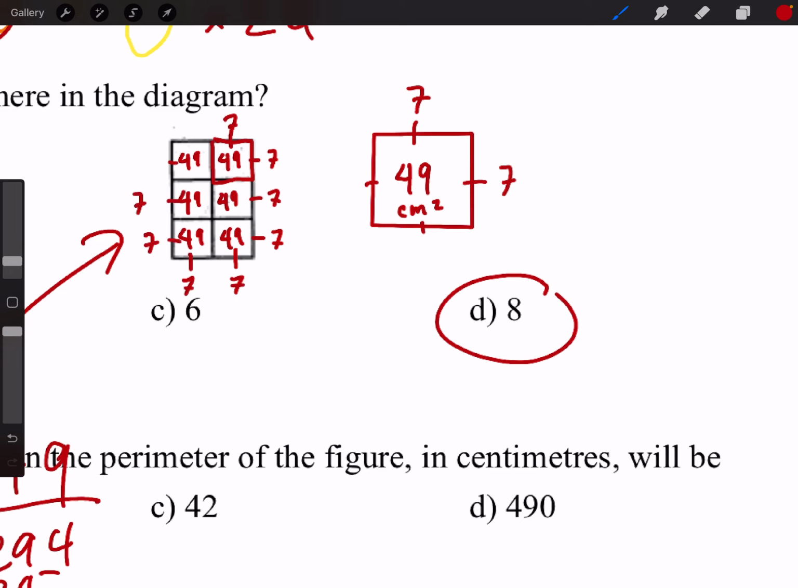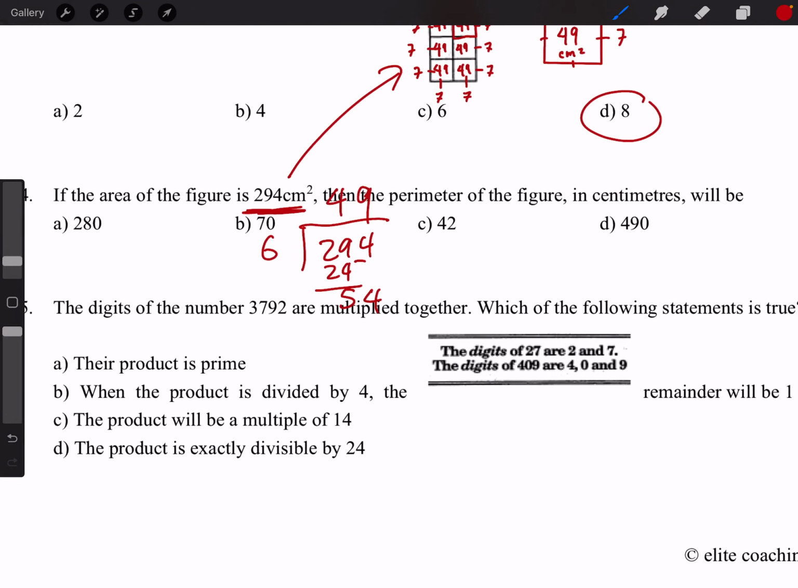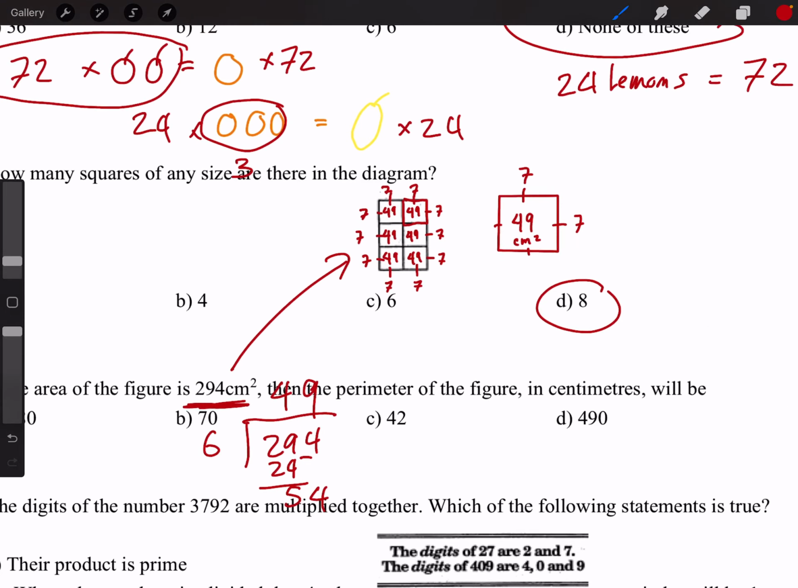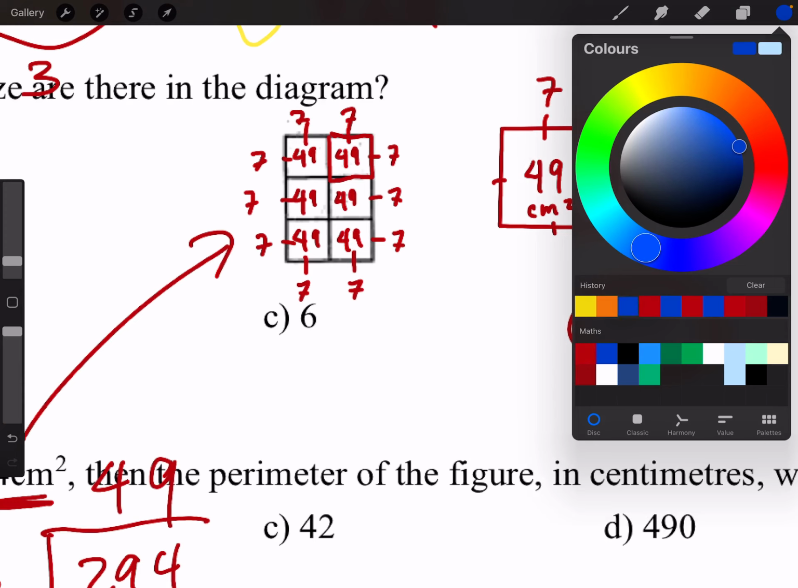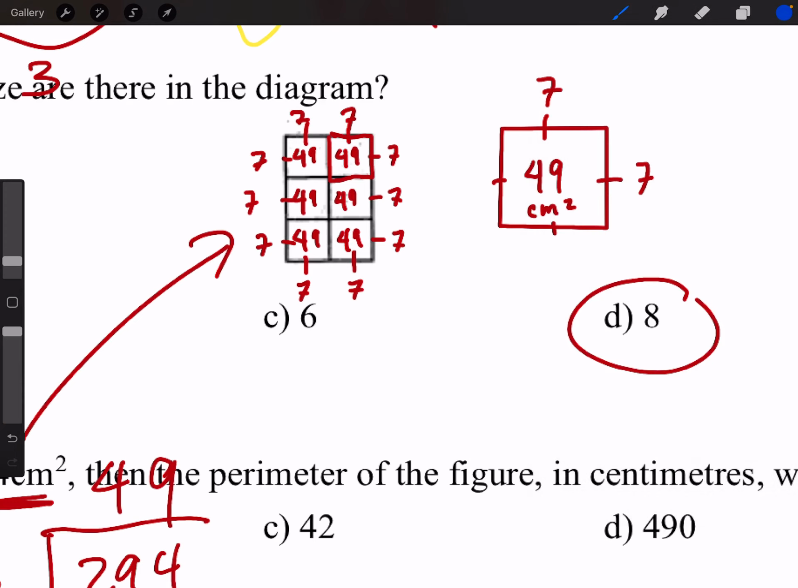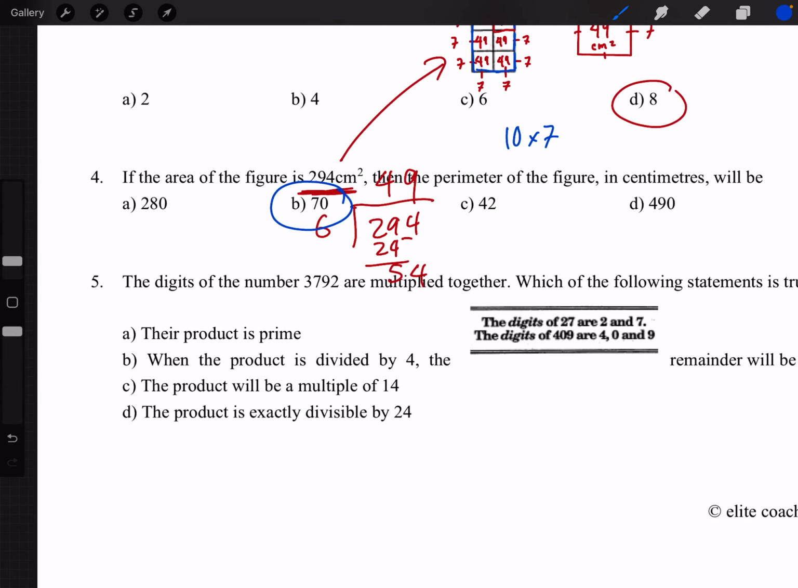So now it says, what's the perimeter of this figure? Well, let's see. The figure has how many square sides? You got 1, 2, 3, 4, 5, 6, 7, 8, 9, 10. 10 lots of 7, and you get the answer there, 70.